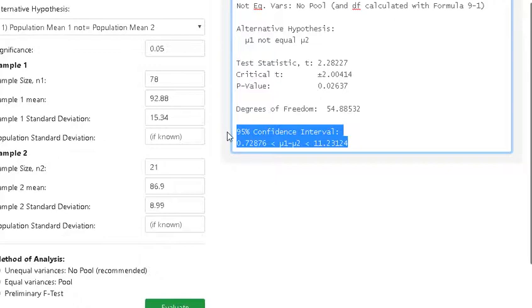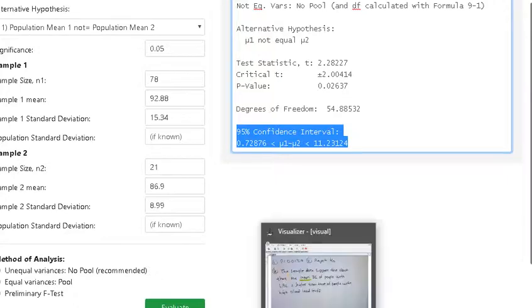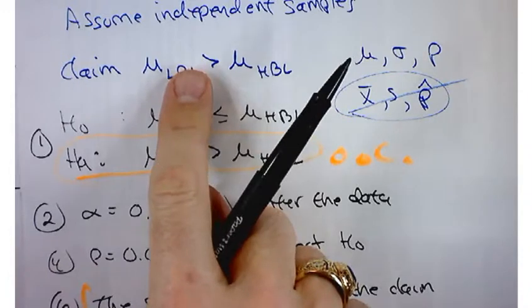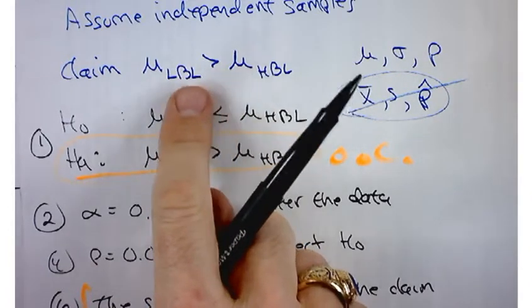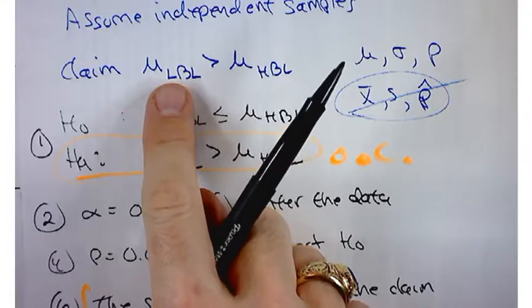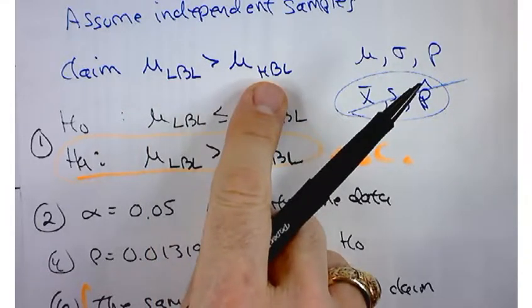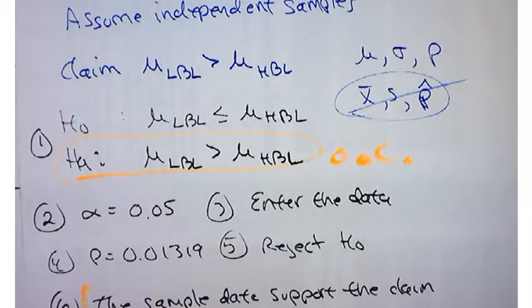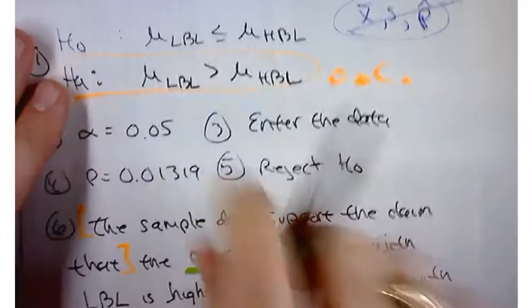Let's look back at the first problem we did in this section, just to throw in a little bit more with that. The first one here was that the IQ of people with low blood lead levels is higher than the IQ of people with high blood lead levels. That's fine, we rejected that. But let's also look at a hypothesis test here based on that.